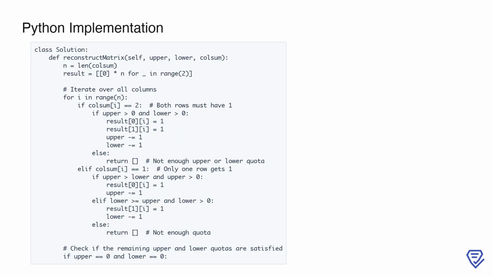Next, we iterate over each column in colsum. If a column sum is 2, it means both rows must have a 1 in that column. In this case, we check if both upper and lower are greater than 0, which ensures we have enough quota to assign these ones. If so, we assign ones to both rows, decrement upper and lower, and move to the next column. If not, it's impossible to satisfy the conditions, so we return an empty list to indicate failure.